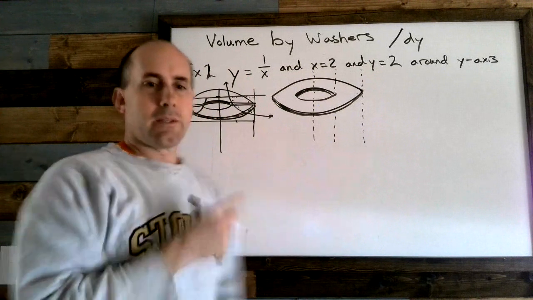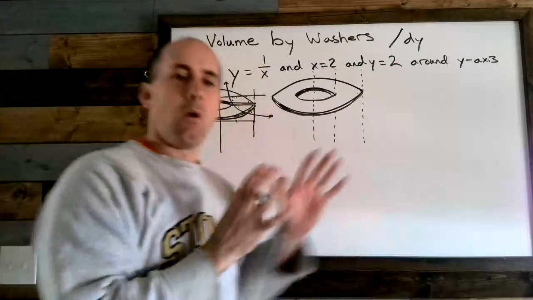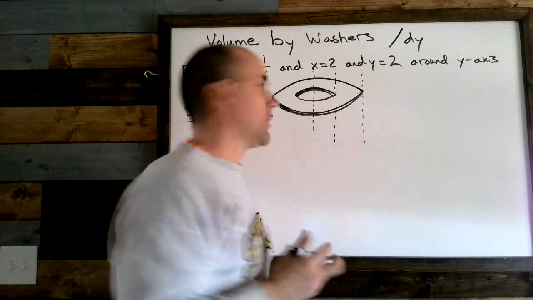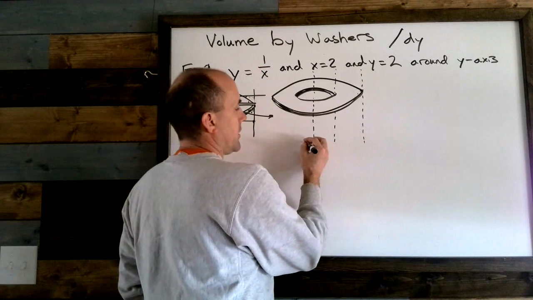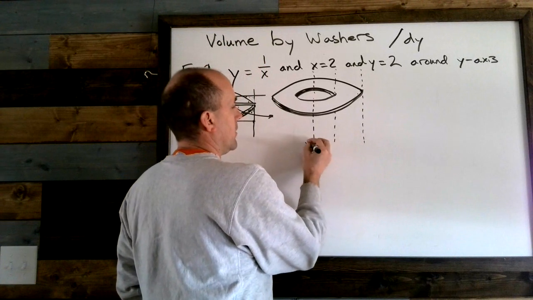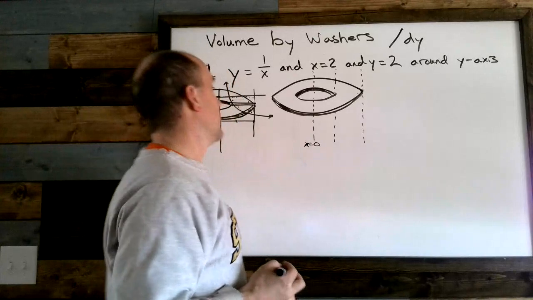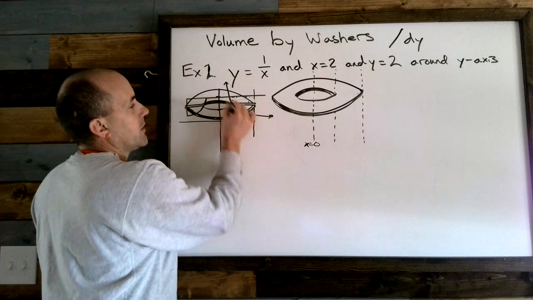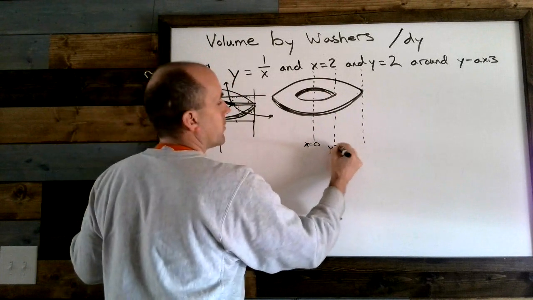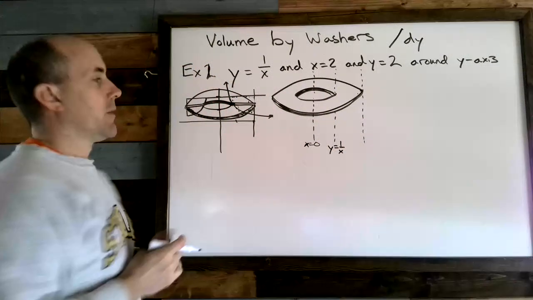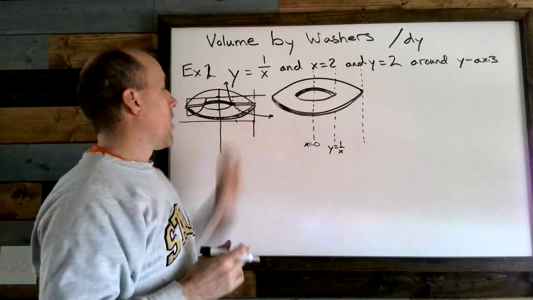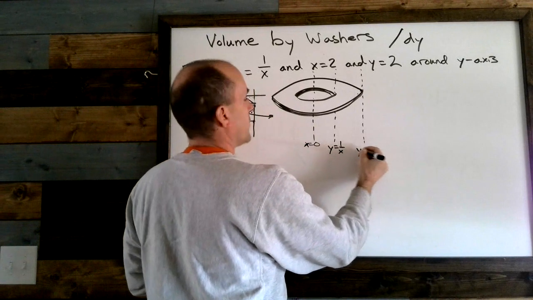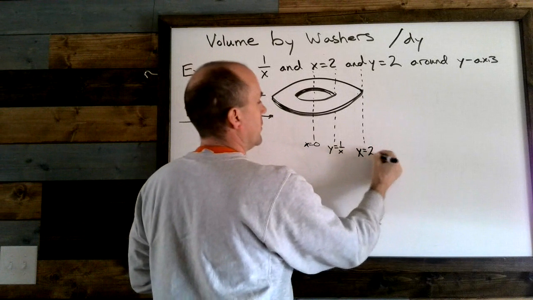And I do like to organize my work like that. I really do. I feel like drawing the washer off to the side and then those lines where the bounds are formed is really important. This is just x is equal to 0. That's what I have for that line. This mark right here, you look at the inside of the washer. The inside of the washer is formed by y is equal to 1 over x. Okay? And then the outside of the washer is formed by x is equal to 2.